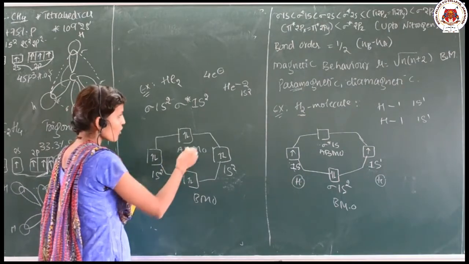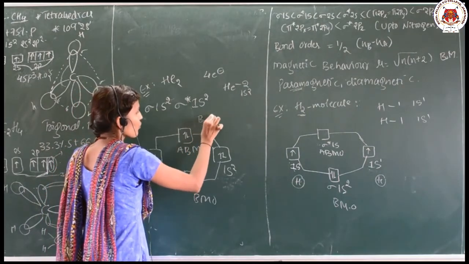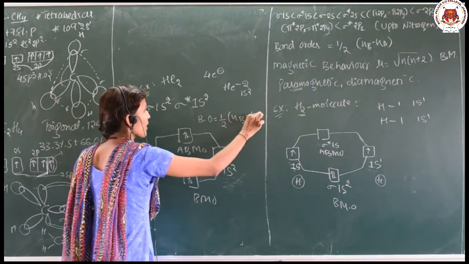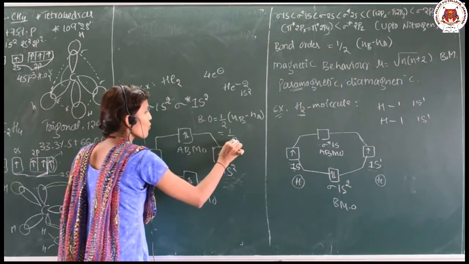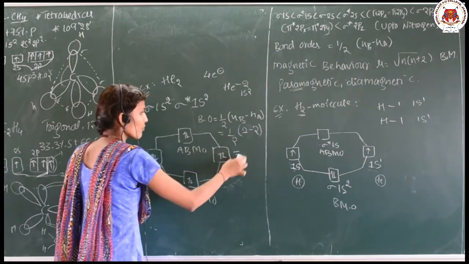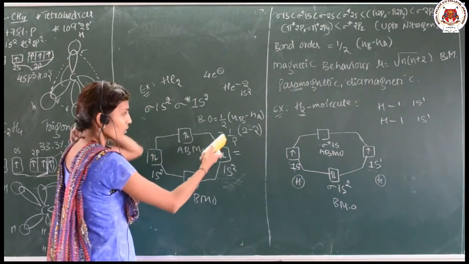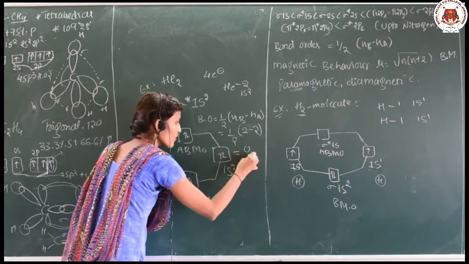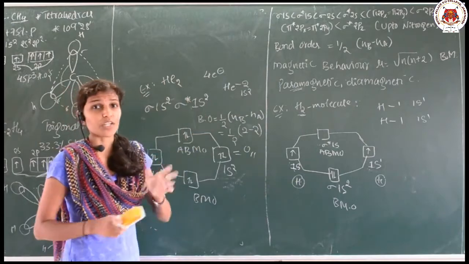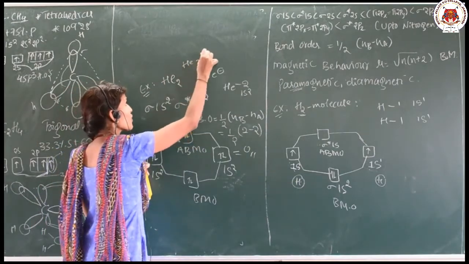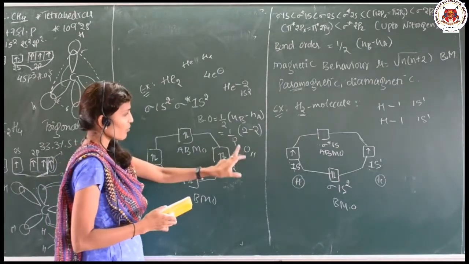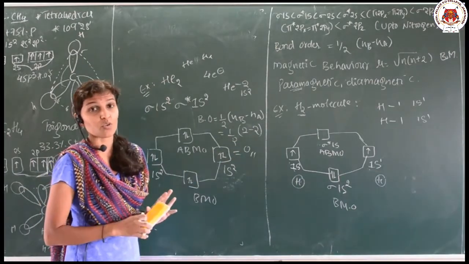So, if I calculate the bond order, it is 1 by 2 times NB minus NA. See here, 1 by 2 times 2 minus 2. So, what happens? This bond order is 0. It means the He2 molecule does not exist. There is no bond between He and He. If the bond order is 0, it means that molecule does not exist.